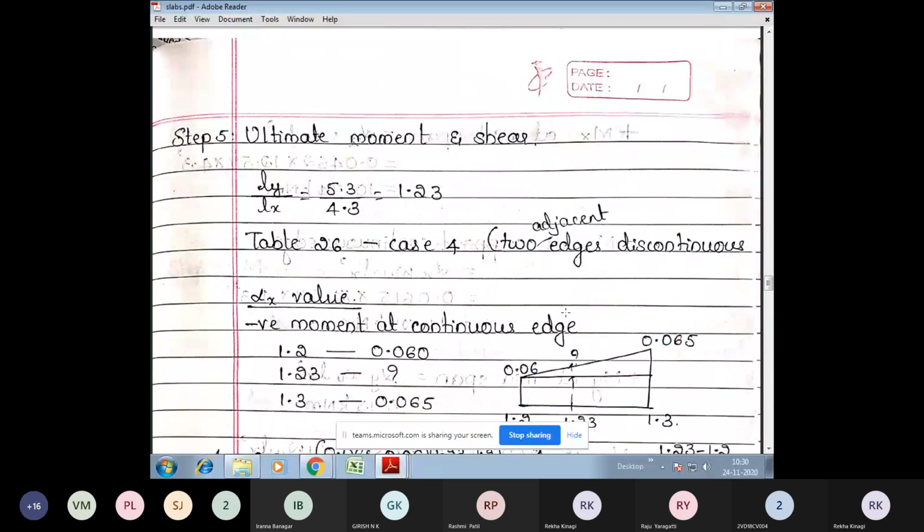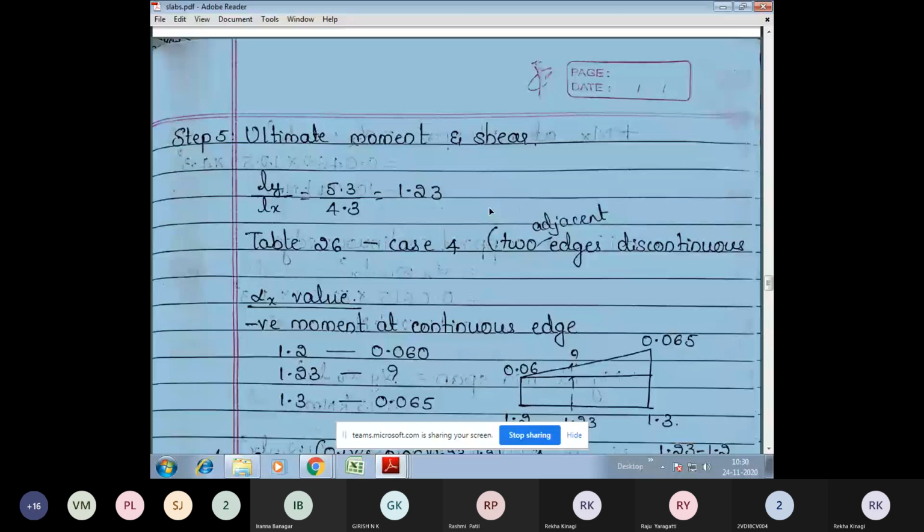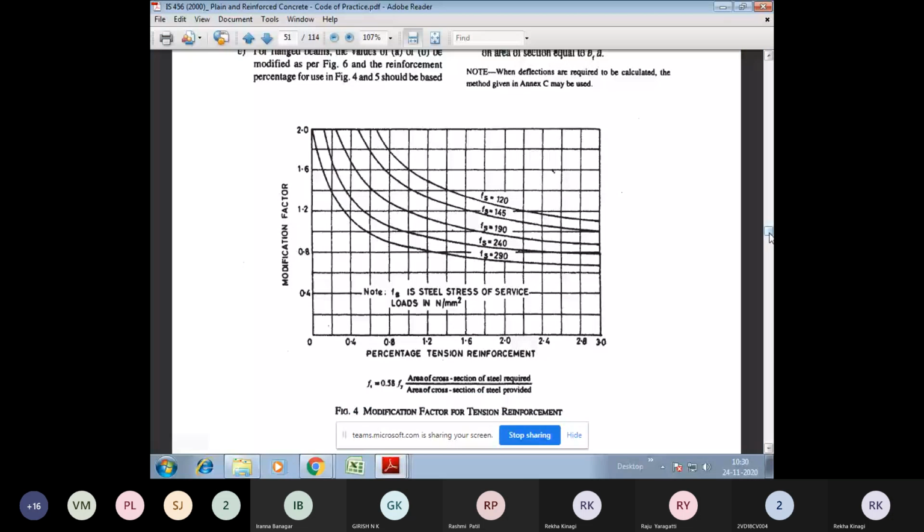And next thing is to calculate the ultimate moment and the shear value, that is design moment and design shear. So in order to calculate that, Ly by Lx ratio we are going to consider, and it turns out to be 1.23. And let's proceed with the table 26.